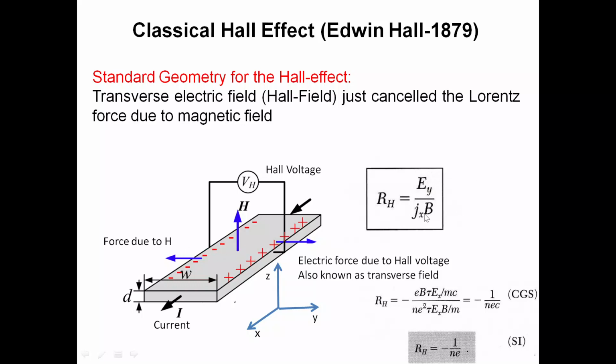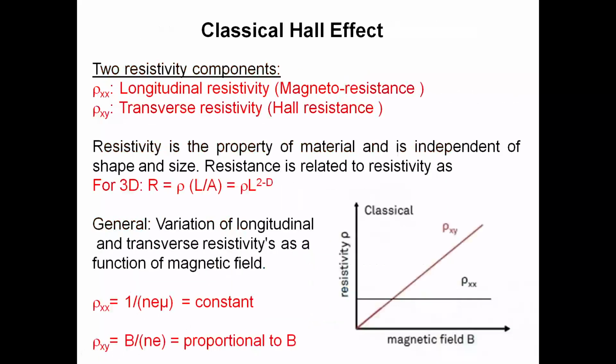So Ey by Jx is one resistivity, and there is another resistivity which we can calculate from Ohm's law. V is equal to IR, so R is V by I. This is actually along this axis. So this is another resistivity of the material. Okay, so this is what I was talking about. This is rho XX, the longitudinal resistivity, and rho XY, which is the transverse resistivity and is also known as the Hall resistance.